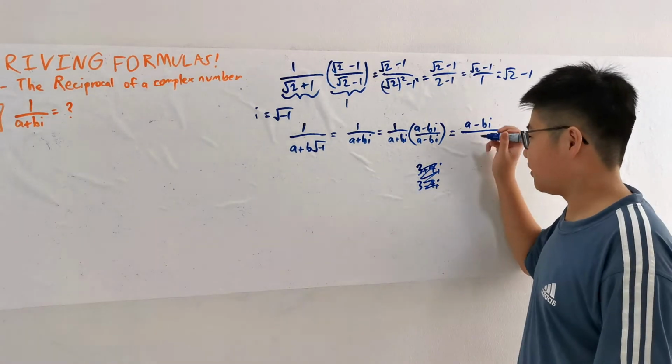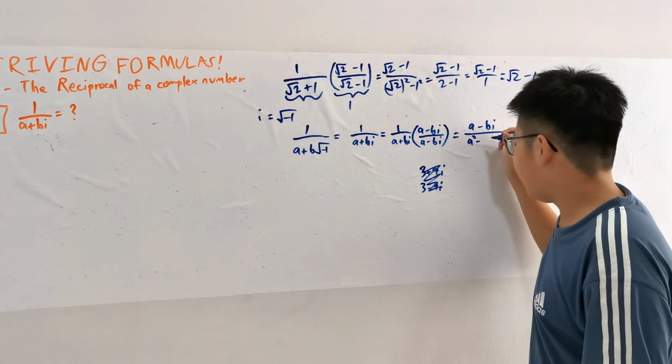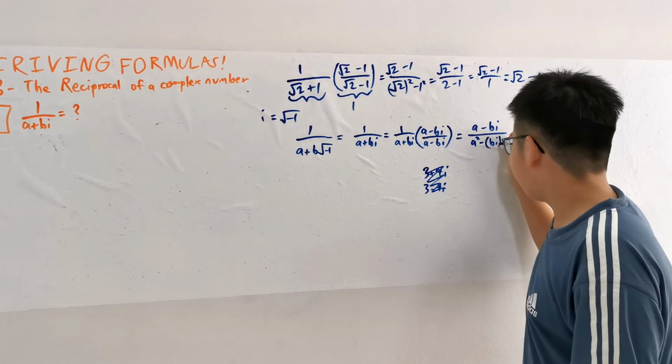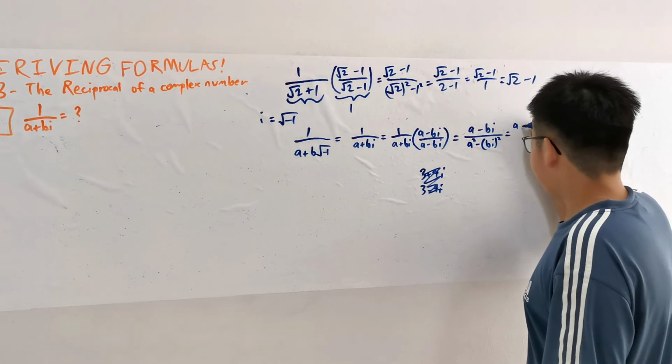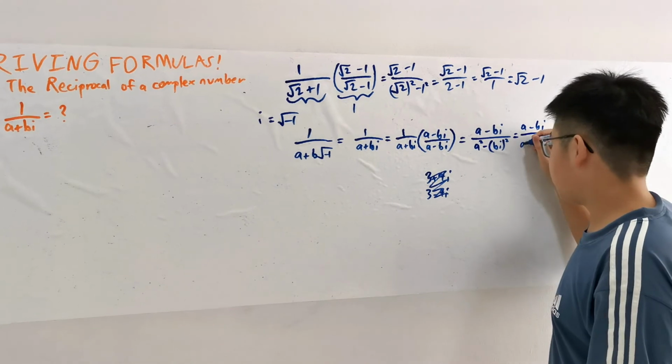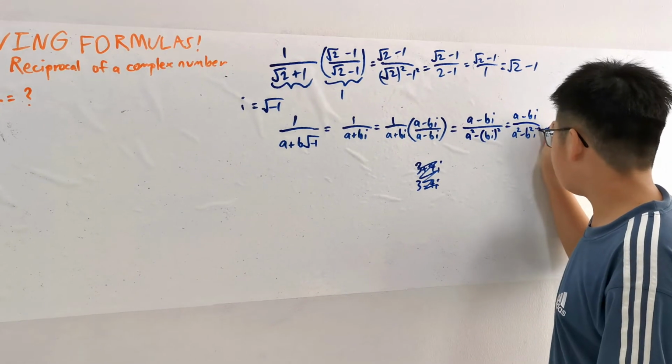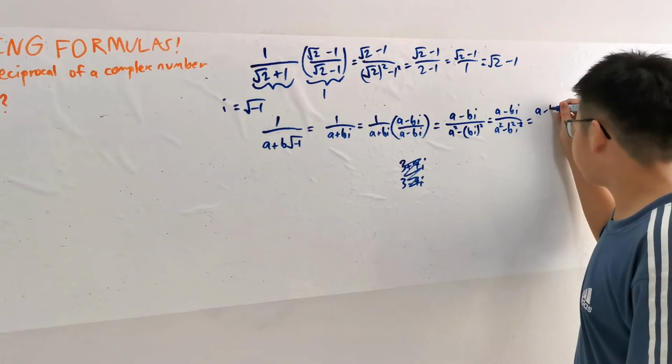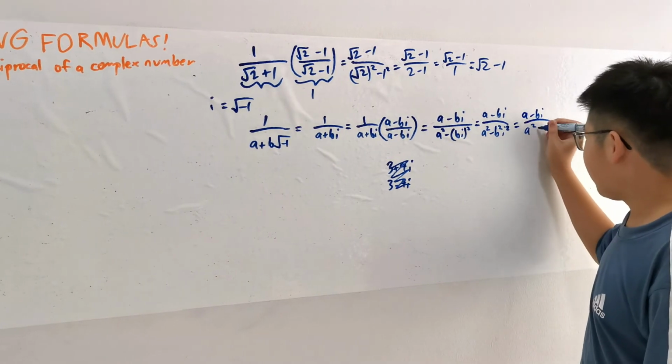Let's move on. Use the difference of squares identity. a squared minus b squared i squared equals a minus bi, and then we can use the distributive law, minus b squared i squared. Since i squared is -1, it is a minus bi over a squared plus b squared.